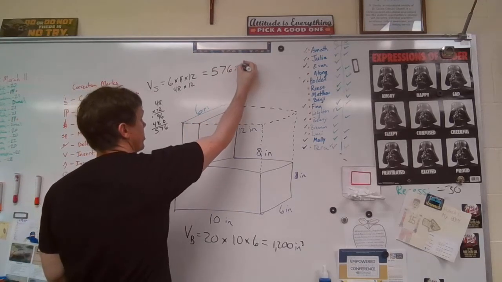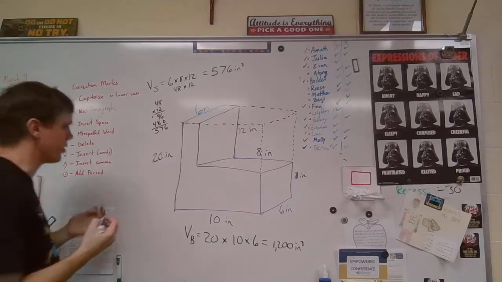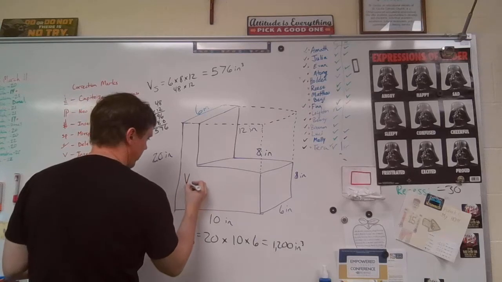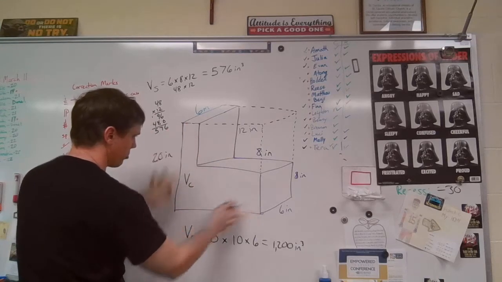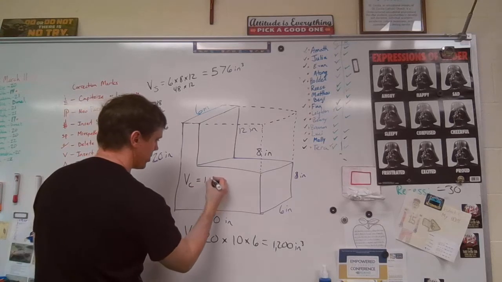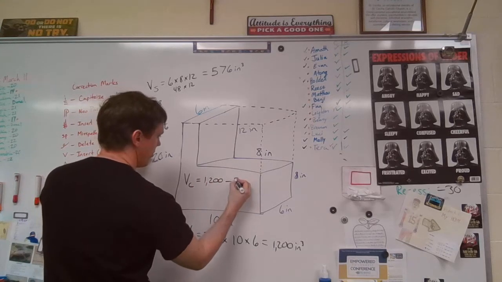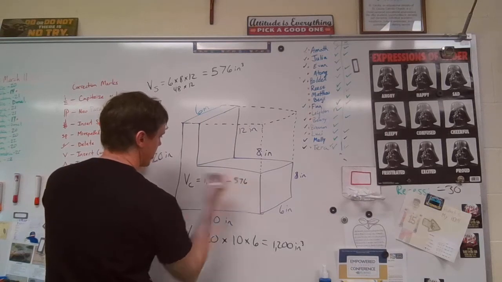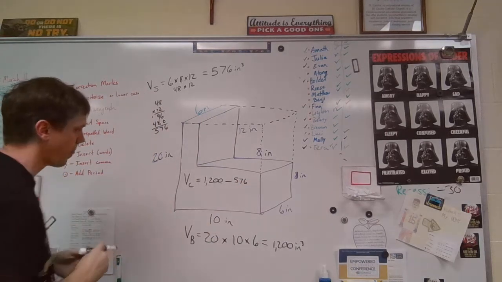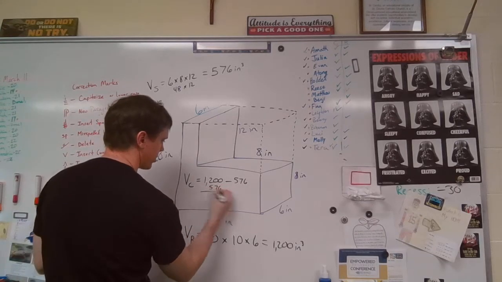All right, so this equals 576 inches cubed. Okay, so now our volume of our composite, so we'll call that volume C, which is just going to be the purple shape here, is going to be 1,200 minus 576. Okay, so we're just going to do the subtraction here.